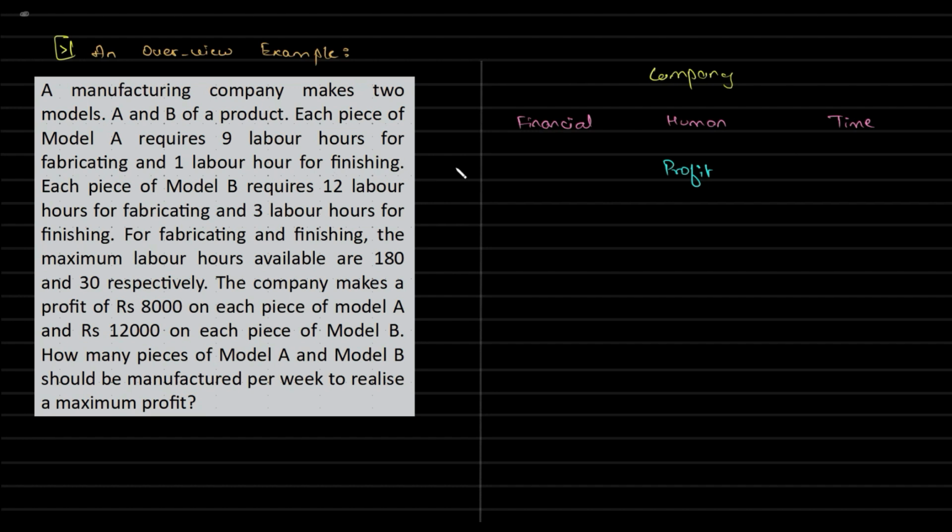So basically this acts like a constraint, and within this constraint we have to work. So the question talks about this, and they ask, what is the best possible profit?